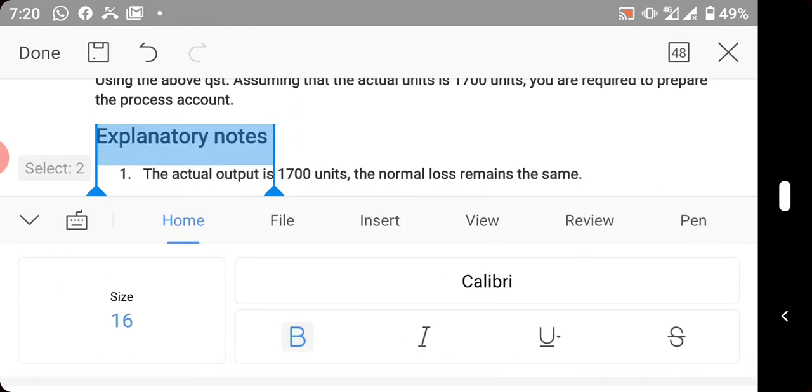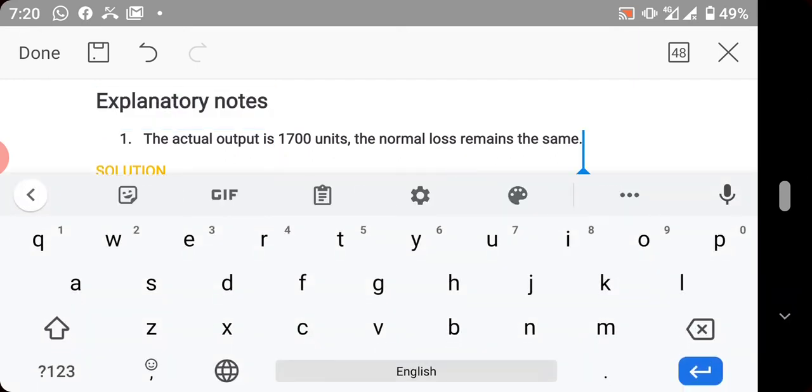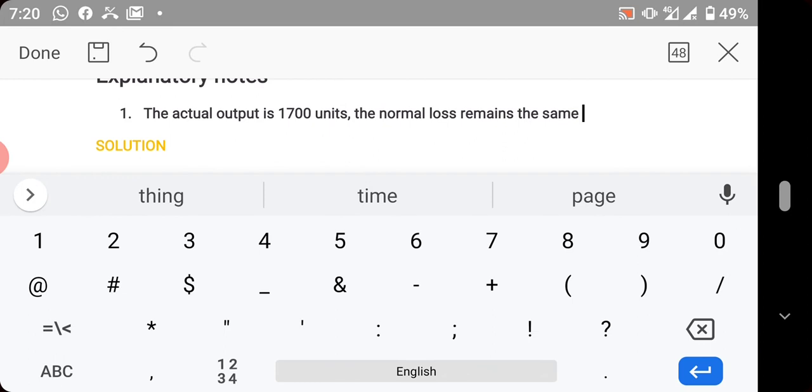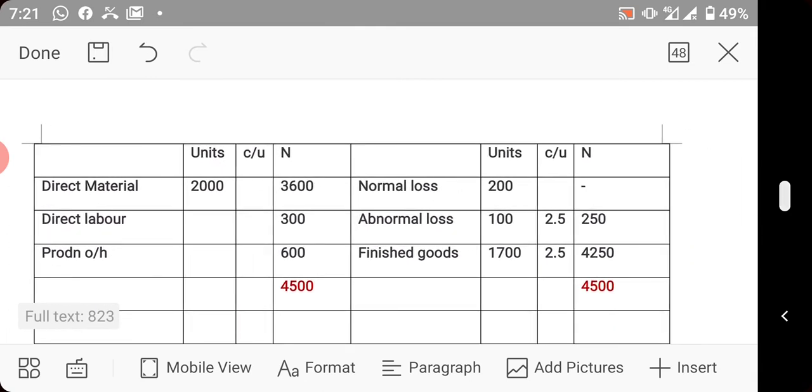So we have the actual output is 1,700 units. So the normal loss remains the same, which is 10%. Remain the same at 10%. Are you there? So we now have the solution. So the solution is the same.